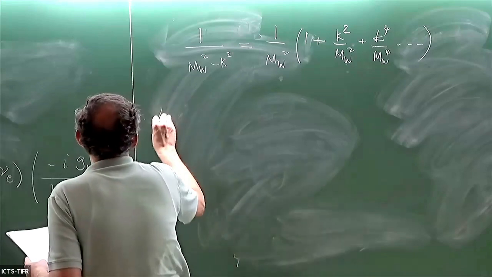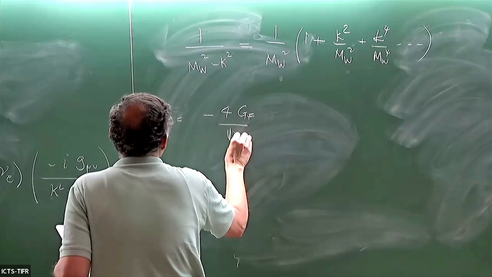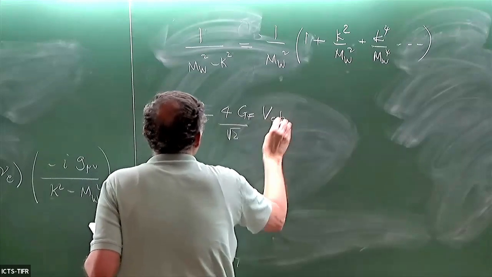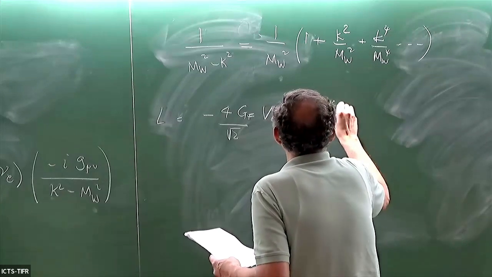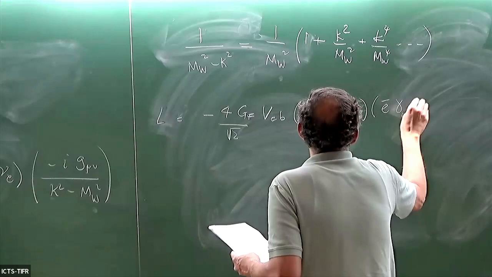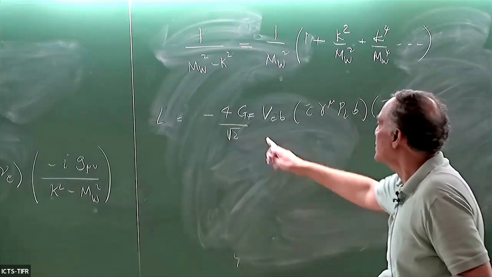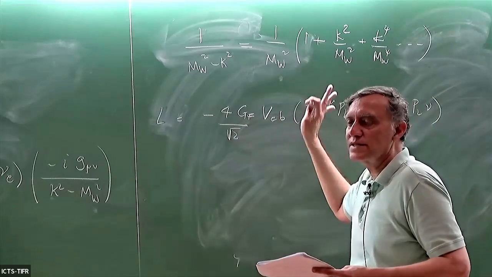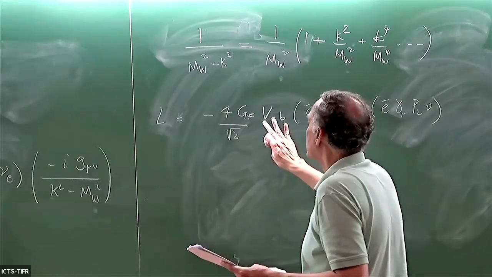And if I look at just the dimension 6 part, then the way this is usually written is minus 4 G_Fermi over root 2 V_cb, c bar gamma mu P left b, e bar gamma mu P left mu. Okay, the 4 G_Fermi over root 2 is for historical reasons as to how these operators were normalized in the Fermi theory of weak interactions.